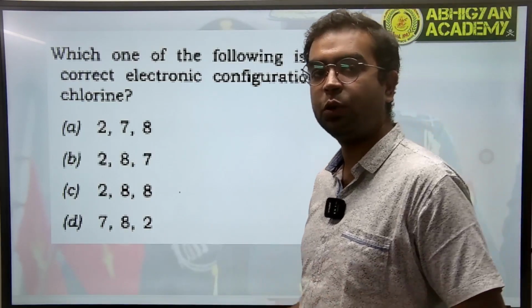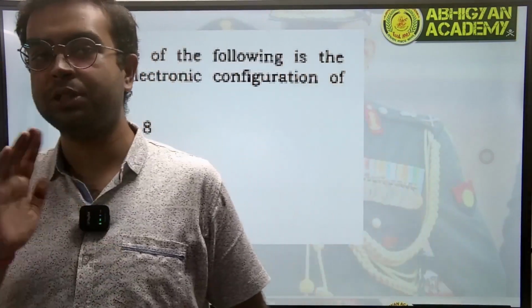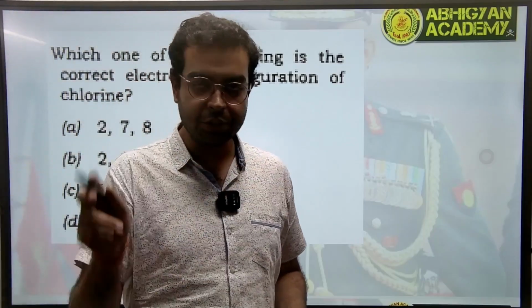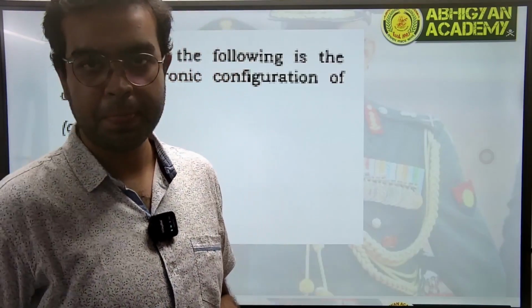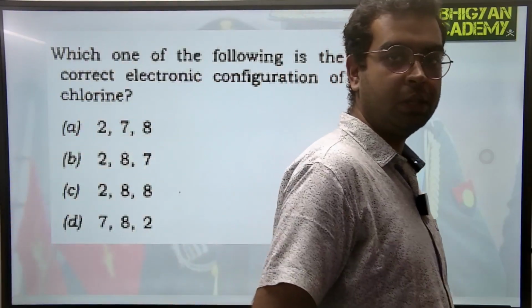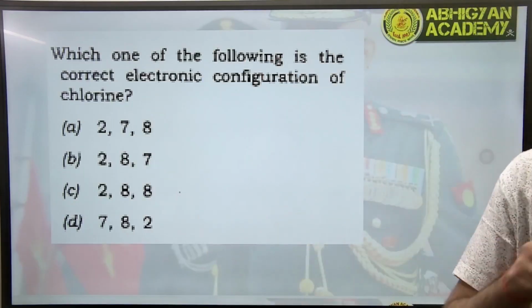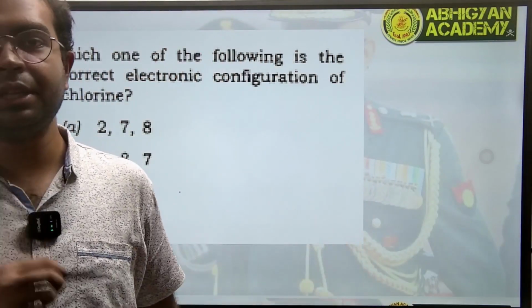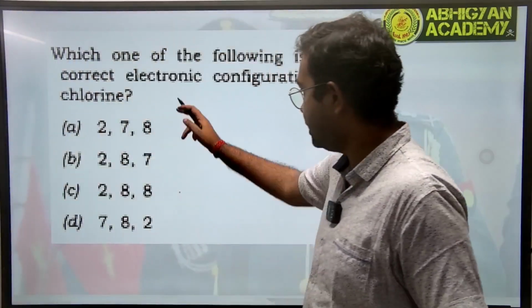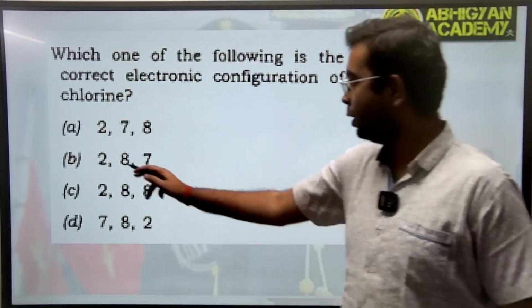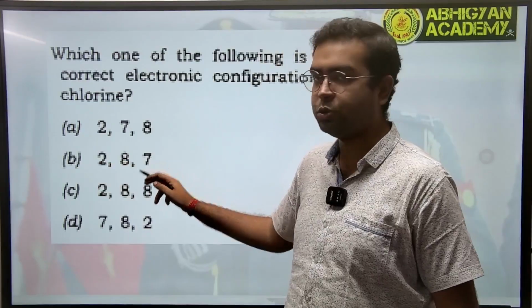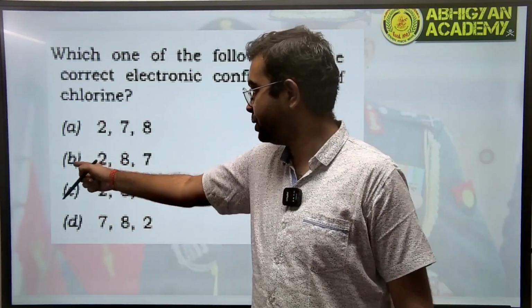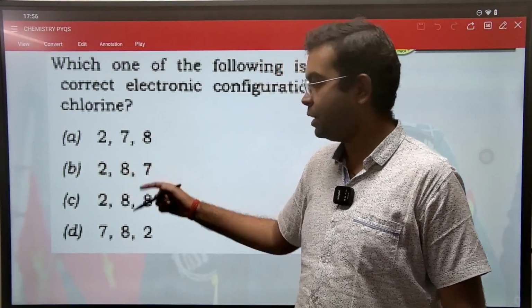And what does that mean? Chlorine needs 1 electron from outside to complete 8 electrons in the outermost shell. So what does that mean? If it needs one to make 8, then how many will be in its outermost shell? There will be 7 in the outermost shell. Now look at the options. Only option B has 7 in the outermost shell. The correct answer is option B, 2, 8, 7.